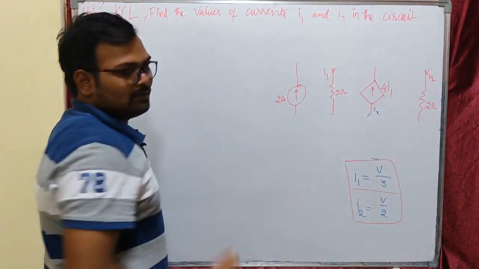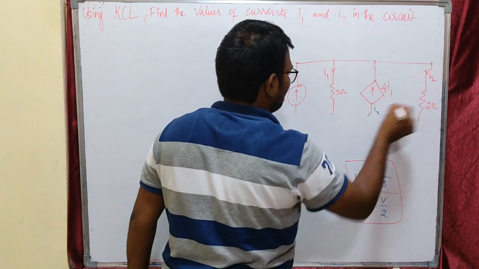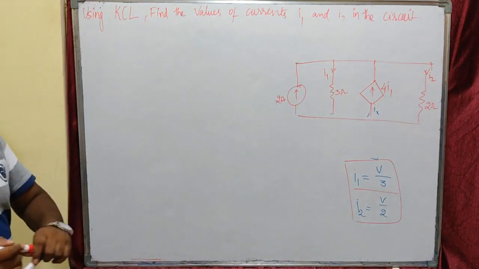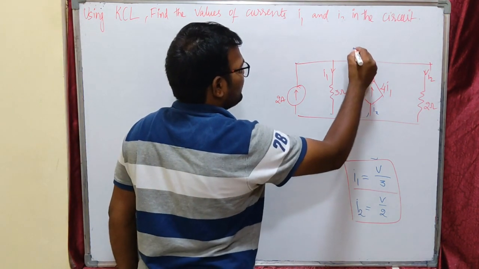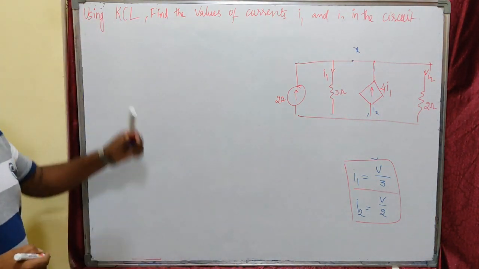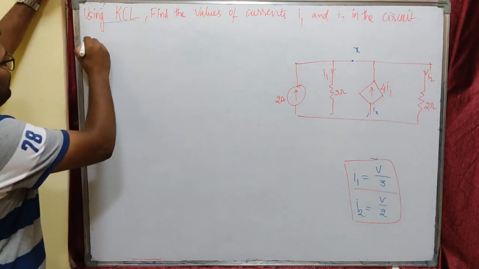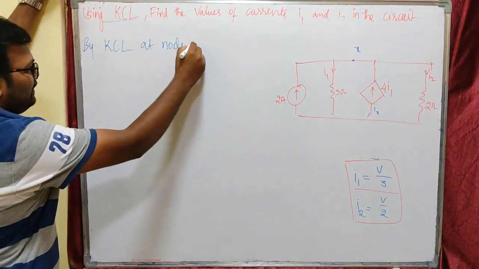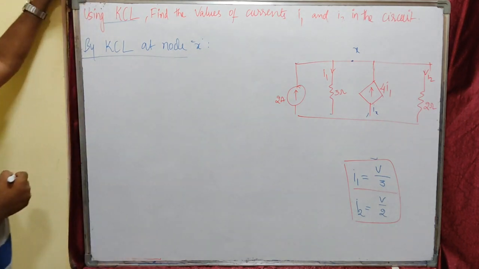Okay, so let us redraw the circuit. We are to find I1 and I2 here. For that we need to find the voltage V. I already told you this is a common node, so I am going to call it X, with all branches connected to point X. By using KCL we have to find I1 and I2, so I am going to apply KCL at node X. What is KCL? The algebraic sum of currents at a node equals 0.